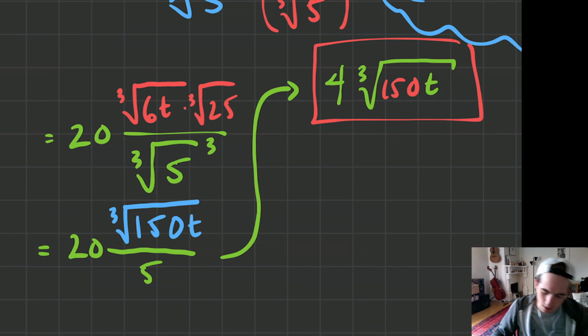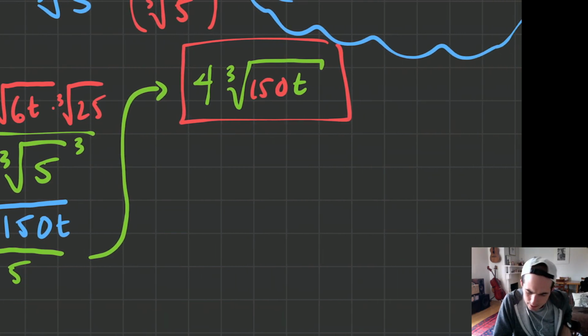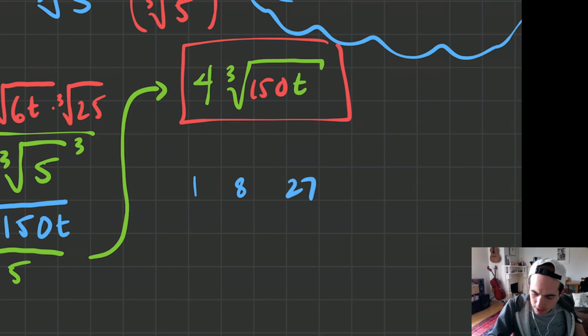Okay, and I still am fairly confident that there are no perfect cube factors in this, but let's just double check. So again, 1 is a factor, but that doesn't count. The next one is 8. 8 is not a factor of 150. 27, not a factor of 150. 64, not a factor of 150.